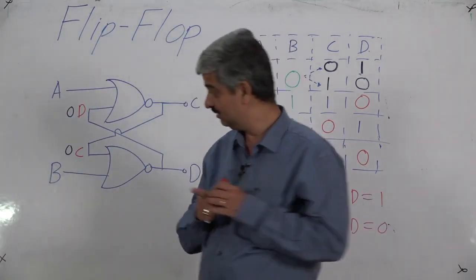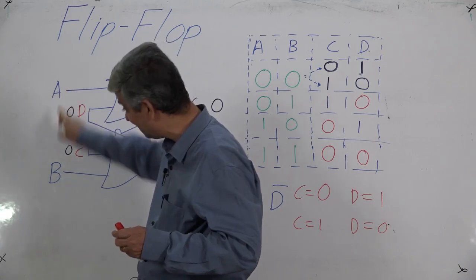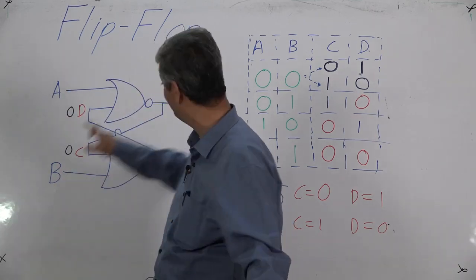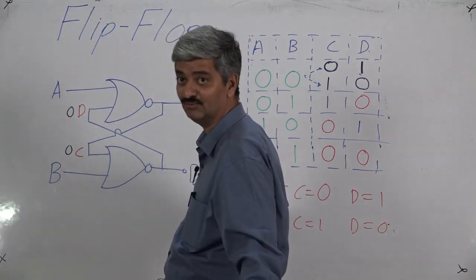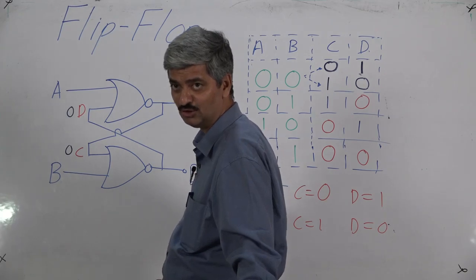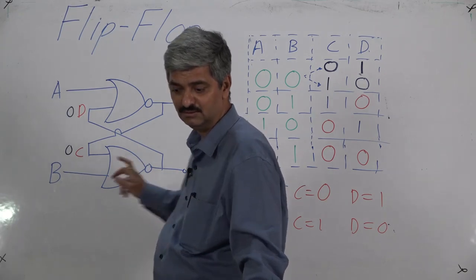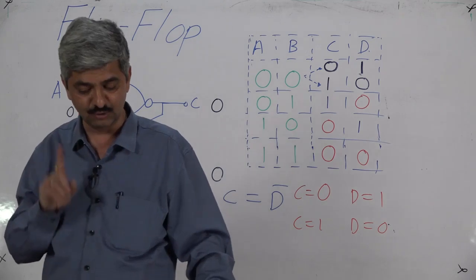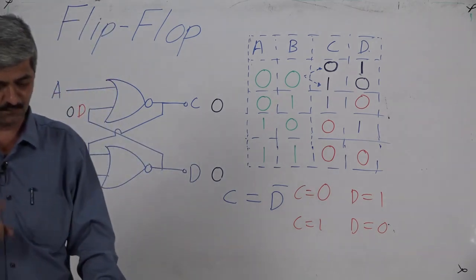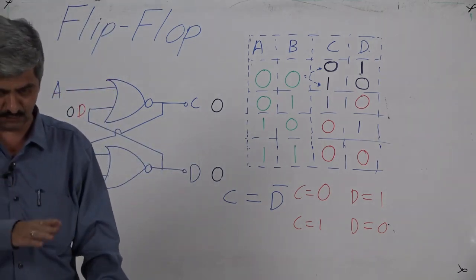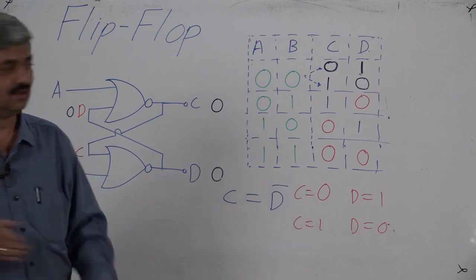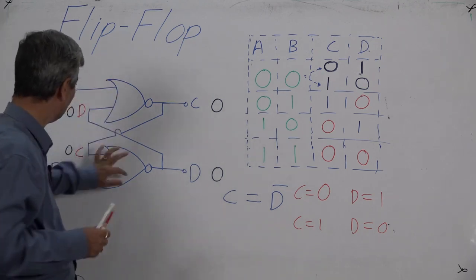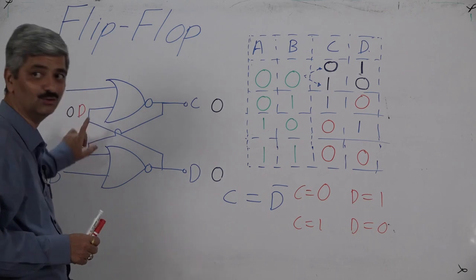So both inputs A and B are 0. We assume both outputs are 0. What will happen? Both outputs 0 will get reverse feedback, so both gates will have both inputs as zeros.